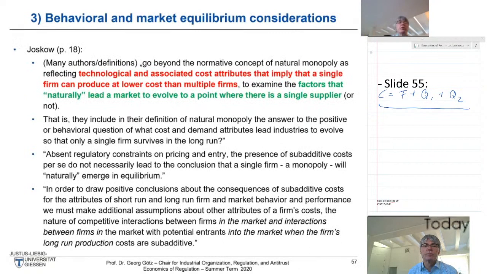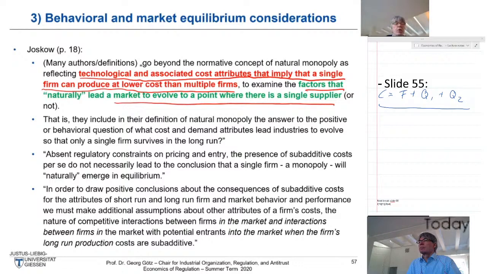So what we have now discussed at length were the technological and cost attributes that imply that a single firm can produce output at a lower cost than multiple firms. This was our definition of a natural monopoly. This was our definition of sub-additivity. Okay. Now the point, and I stressed that many times, and that's why I put up this Joskow quotation once again, is that having a natural monopoly in a technical sense does not mean that a market automatically evolves to an actual monopoly, and at the same time, it's not clear that you really should have one from a normative point of view, okay?